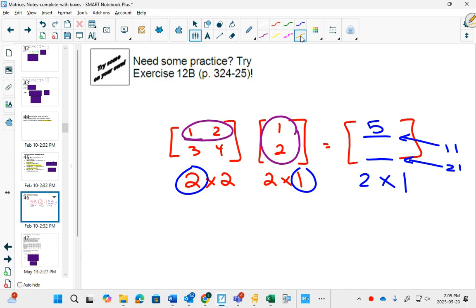Then I take row 2 and column 1 again. And this time I take the 3, 4, turn it on its side. The 3 rams into the 1. The 4 rams into the 2. 3 times 1 is 3, 4 times 2 is 8. Add them together, and this will be 11.